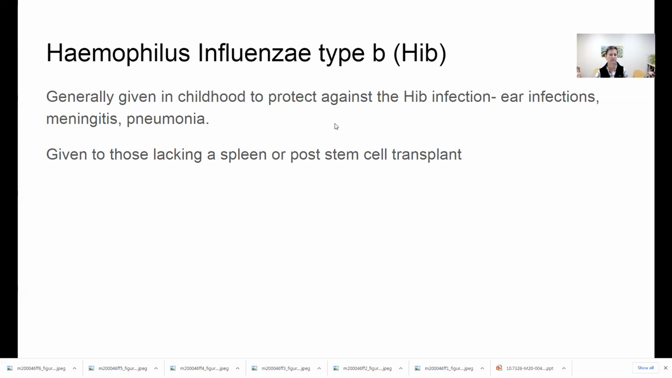Haemophilus influenza type B is generally given in childhood to protect against infection. It used to cause ear infections, meningitis, pneumonia. I haven't in many years seen an adult with a Haemophilus influenza pneumonia, but generally this is given to somebody who doesn't have a spleen and somebody who is in a post stem cell transplant state.